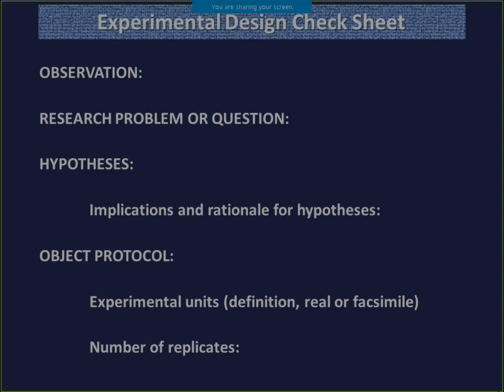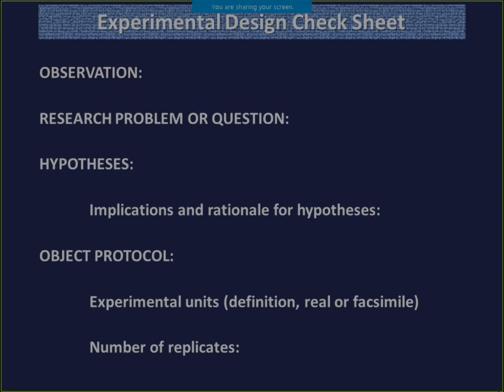Then come the details of the object protocol. First, a definition of what constitutes an experimental unit is needed. Are they real objects or facsimiles? Are your experimental units entire sheets of paper covered with adhesive? Or do you cut up a single sheet of adhesive covered paper into 10 squares, with each square then being counted as a separate experimental unit?